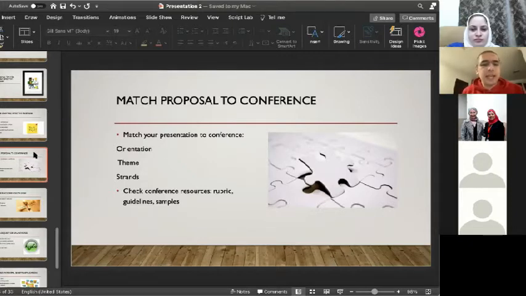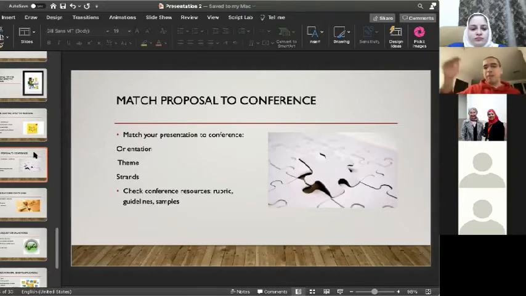One thing that helps you understand that is to look at the description of the conference and the kinds of presentations or topics that appeared in the conference in previous years. Also, you can look at the conference strands. Most major conferences have several strands. So you'll find, for example, in TESOL, there's a strand for language learning technology. So you know they have an interest in this area.